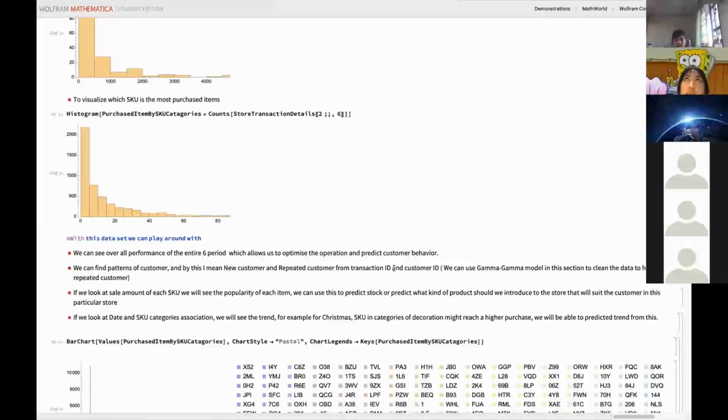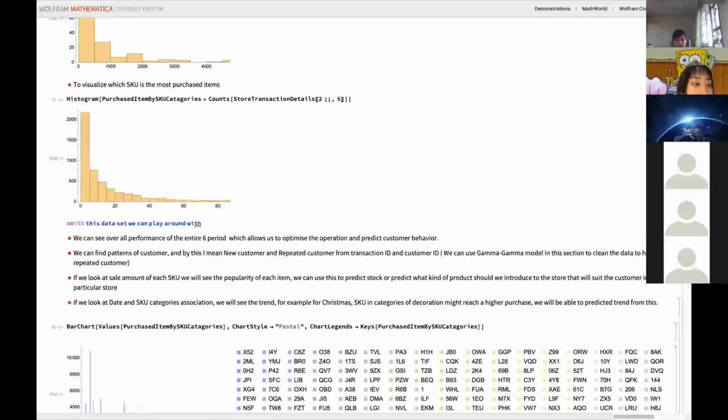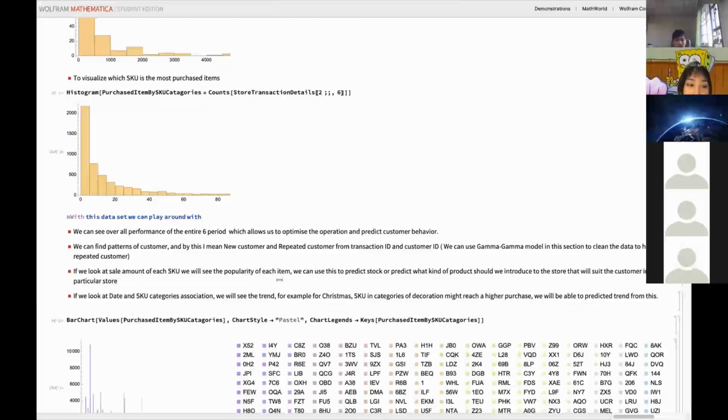So the thing I'm going to focus on is retail stock prediction from customer buying patterns. Since the data shows the period is 6 months, we can say in which month which kind of SKU categories is good. Yeah, something like that.